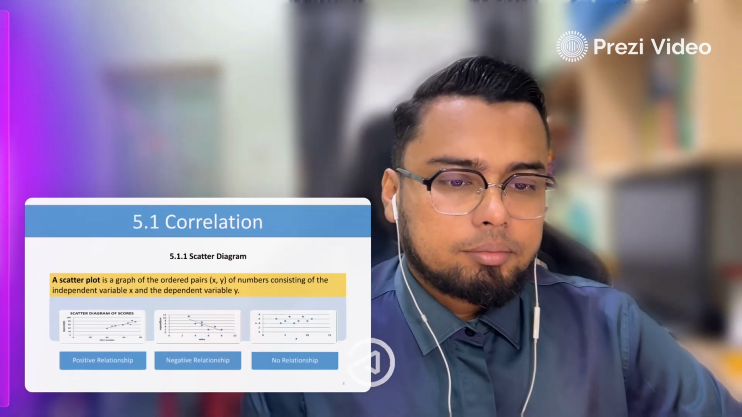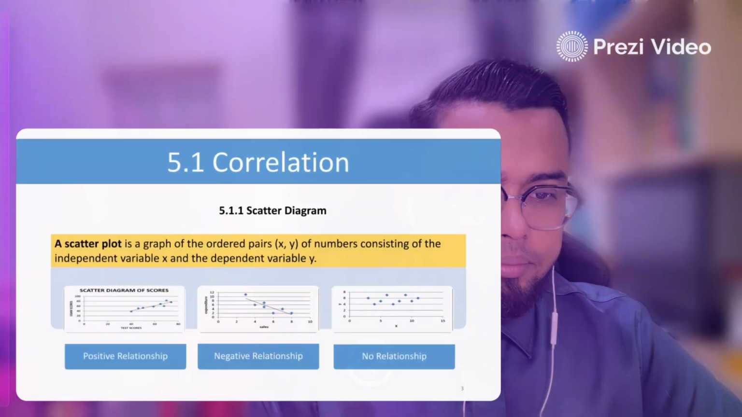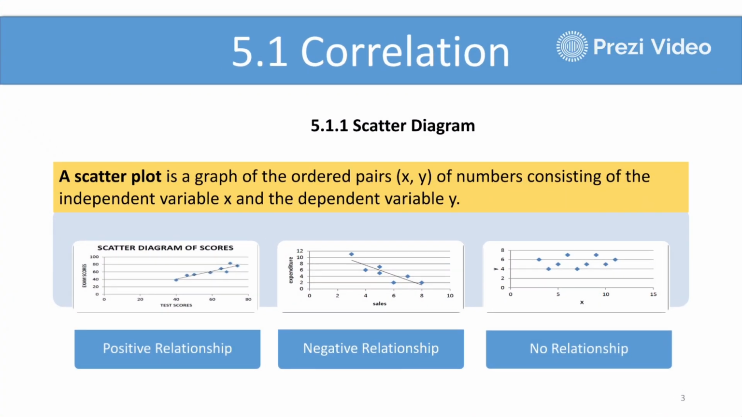Now we try to look into the correlation. If you want to see the correlation between two variables, there are tools or graphical representations that are suitable for that objective. One is by using a scatter plot. Like you see on the screen right now, a scatter plot is a graph of the ordered pairs x and y of numbers consisting of the independent variable x and the dependent variable y.